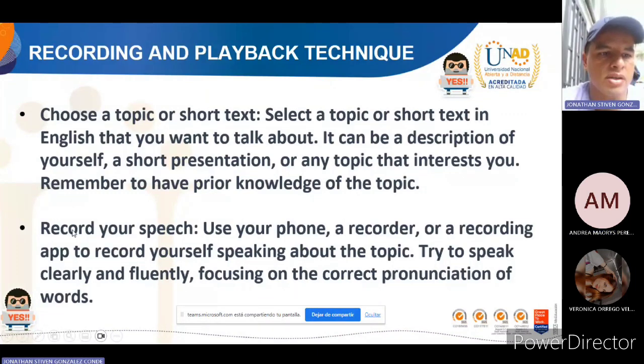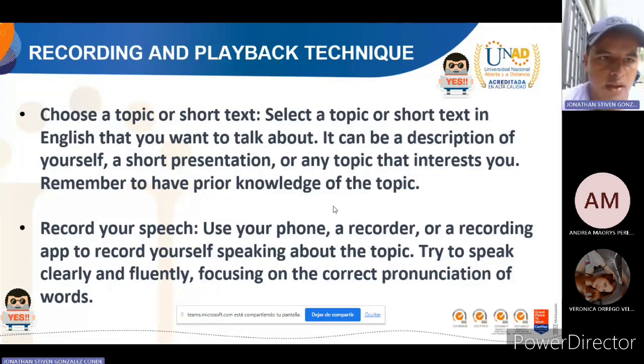Okay, the next step is record your speech. You need to use your phone, a recorder, or a recording app to record yourself speaking about the topic. Try to speak clearly, fluently, and aloud. This is the most important. Aloud, focusing on the correct pronunciation of words.